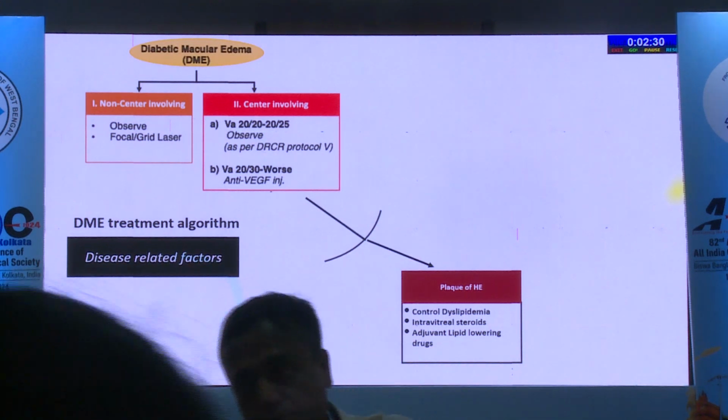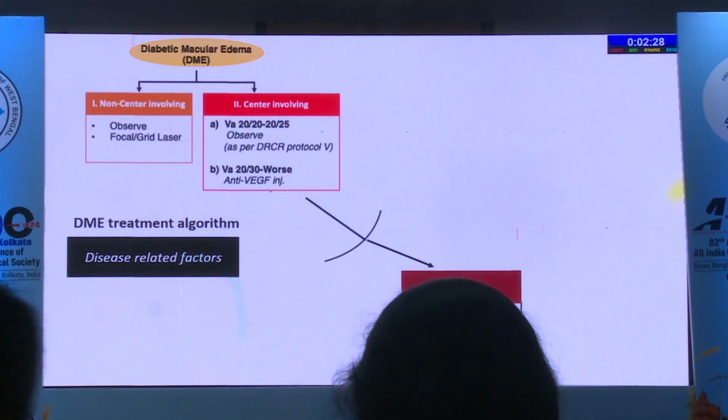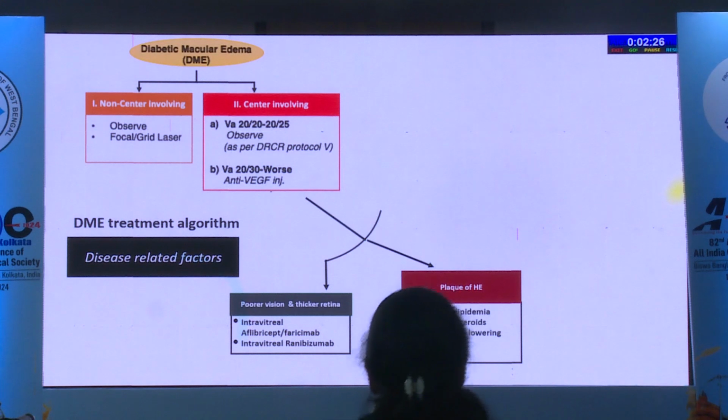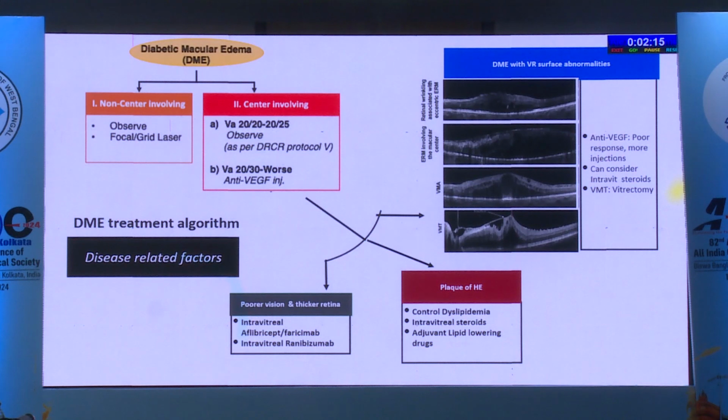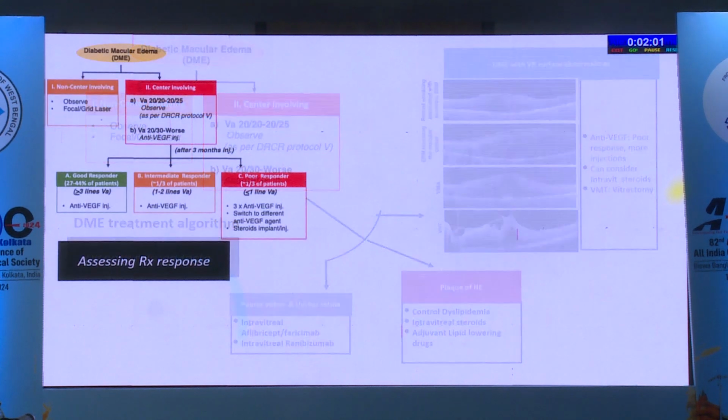However, vision-wise, you have to be guarded because even if they resolve, they cause an area of atrophy. A poor vision or a thicker retina, you can consider the newer drugs, Eylea or faricimab, and even intravitreal ranibizumab works well. If there are vitreoretinal surface abnormalities, these are the ones you must understand. Anti-VEGF still can work, but they need more injections. You can consider steroid, and if it is not responding, vitrectomy is the choice.